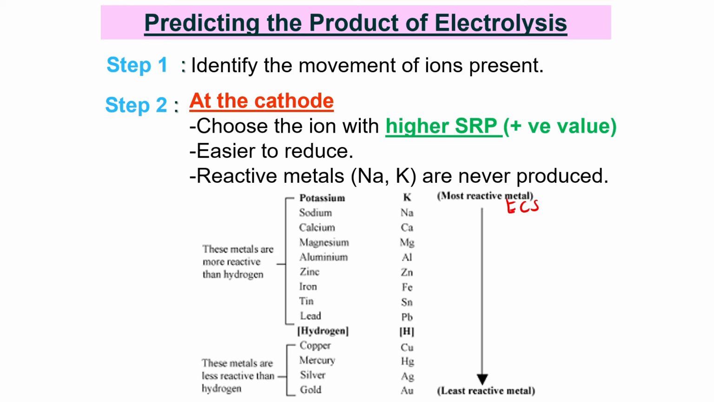Okay, so kalau kamu refer dari SRP table, so kita tahu hydrogen 0. Okay, this one copper positive 0.15. Okay, mercury positive 0.85, 0.80, positive 1.5. Compared to potassium, negative 2.93, negative 2.71. Negatif dia lebih susah untuk being discharged. So, kita akan pilih yang lebih positif for being discharged.